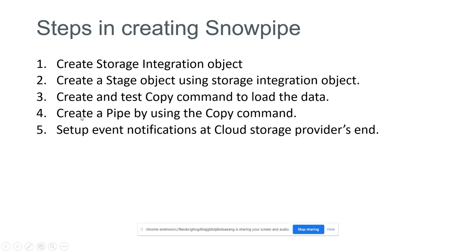Then once the pipe creation is completed, we have to do some setup like creating the event notifications at the cloud storage provider's end. That can be AWS S3 or Azure or GCP. We'll show you all these steps practically today.